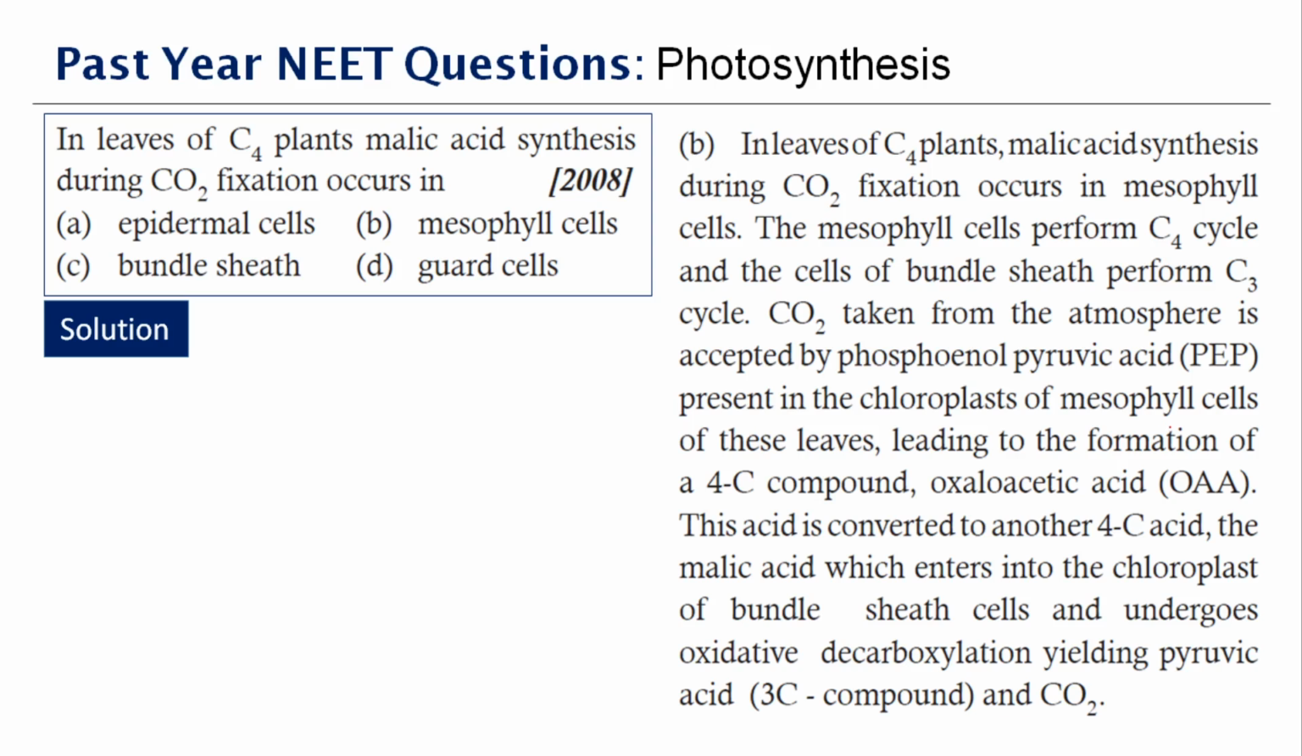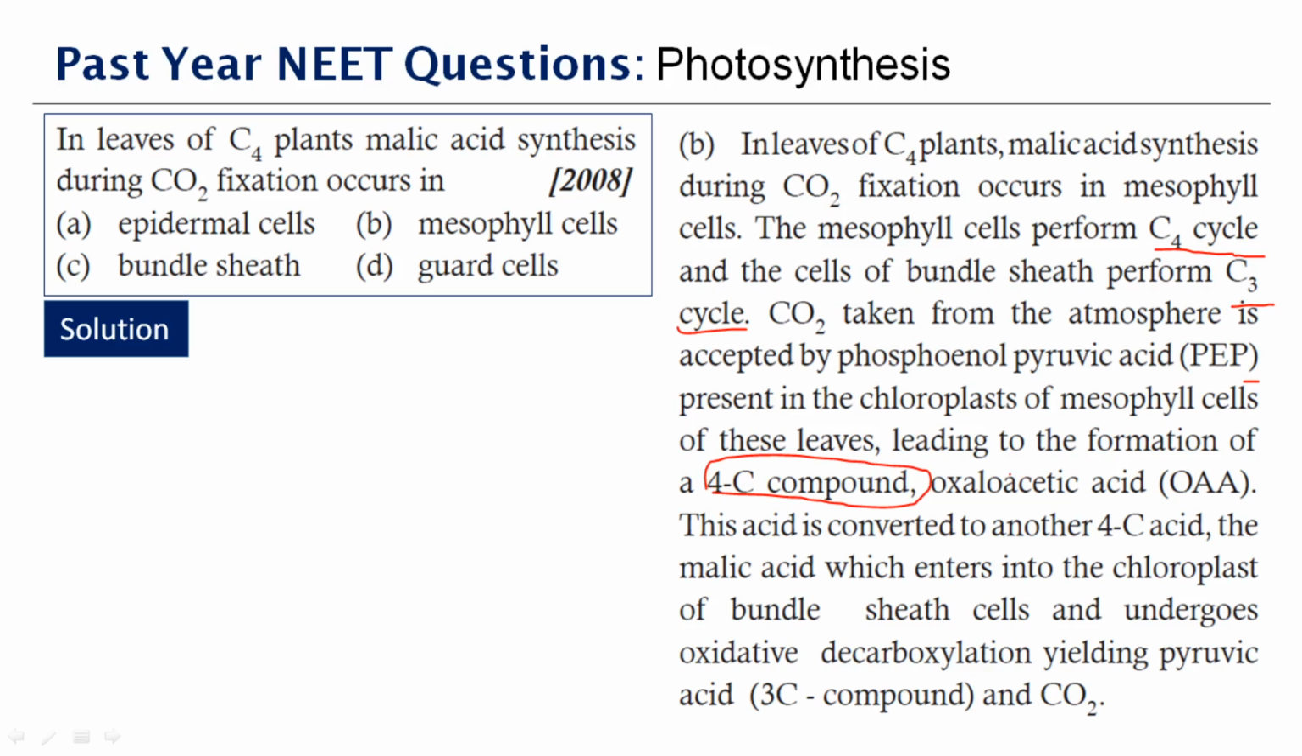So you have the information here. So here if you see, they are clearly mentioned here. The mesophyll cells perform C4 cycle, while the bundle sheath cells perform C3 cycle. Remember the difference. Apart from that, carbon dioxide taken from the atmosphere is accepted by the PEP. What is it? Phosphoenol pyruvic acid, which is present in the chloroplast of the mesophyll cells of the leaves. What will it lead to? It will lead to a compound.